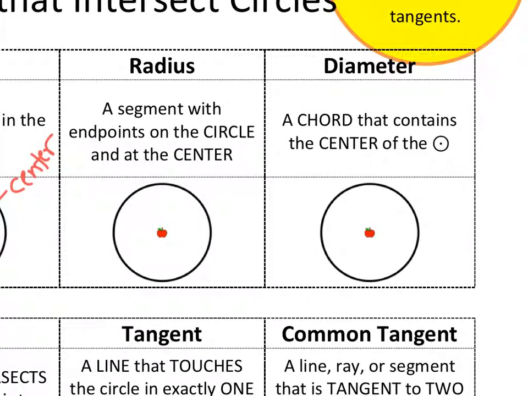And then your other two on this line, radius is a segment whose endpoint is on the circle and at the center. So here we have our apple, and then let's make a point out here at the side of our circle. And then we can draw our line, and that is our radius. The last one on this line is called diameter. It's a chord that goes through the center of the circle. And so we've all seen the diameter before. It starts and ends on the circle, but it also goes through the center of the circle.